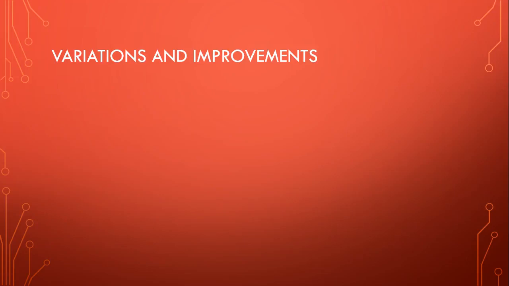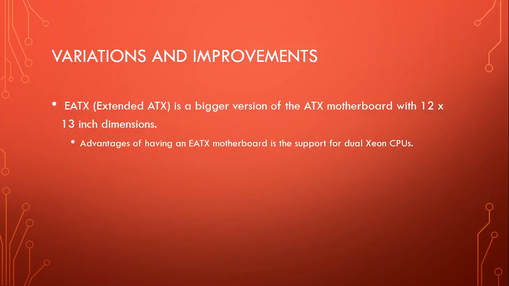All right, let's talk a little bit about some variations and improvements since we are talking about that. Here's the extended ATX, which I kind of alluded to previously. It's simply a bigger version of the ATX motherboard with a 12 by 13 inch dimension. Remember, the regular ATX is 12 by 9.6. This is 12 by 13, so it's a little bigger. One of the big advantages of having an ATX motherboard is support for dual Xeon CPUs.